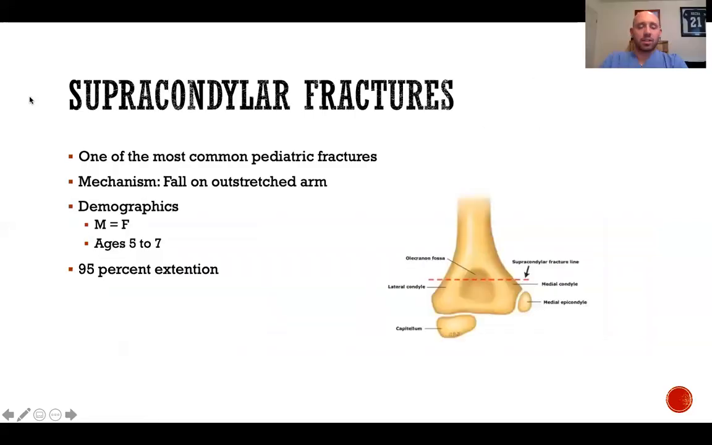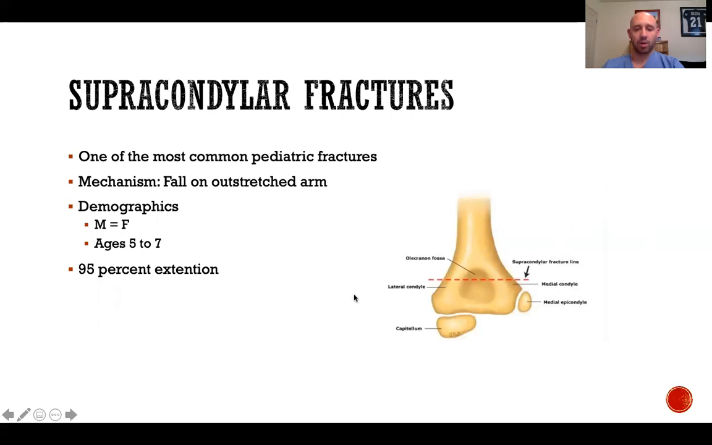All right, so let's talk about supracondylar humerus fractures, and this is the most common pediatric fracture. It's going to occur from a patient falling on an outstretched arm, often from monkey bars at the playground or off a bed, jumping on a bunk bed and whatnot. It's going to be usually in patients around 5 to 7, sometimes a little older, younger.